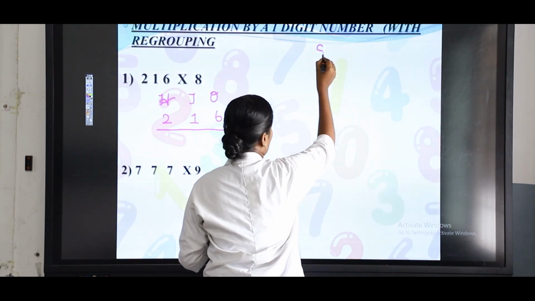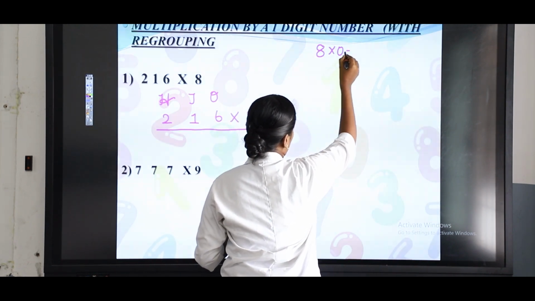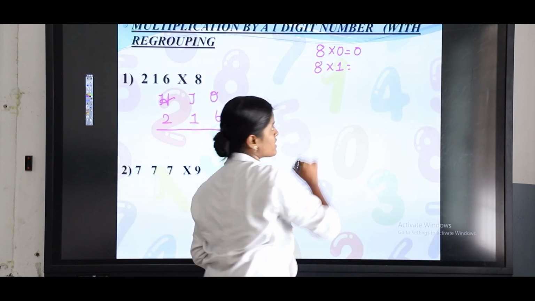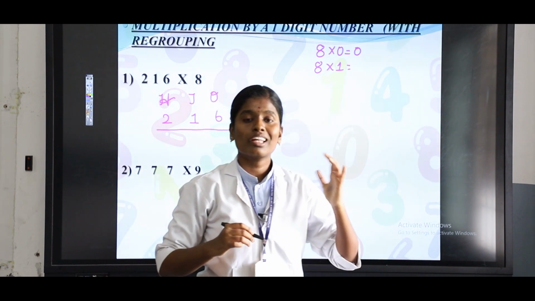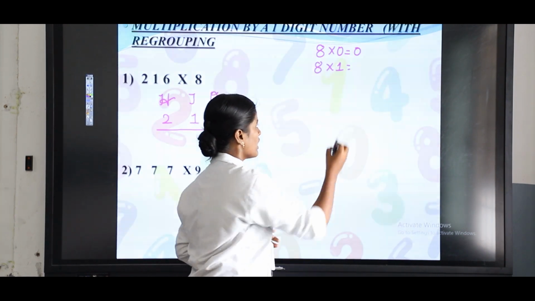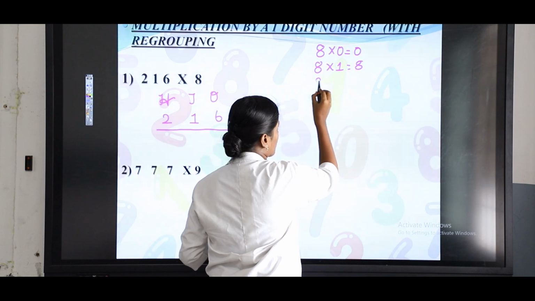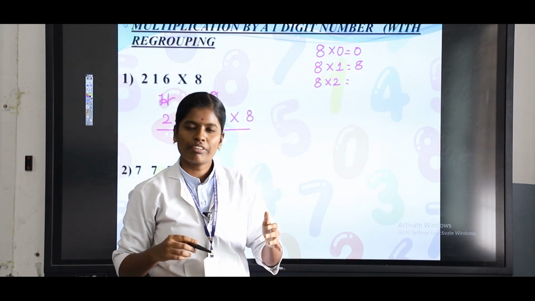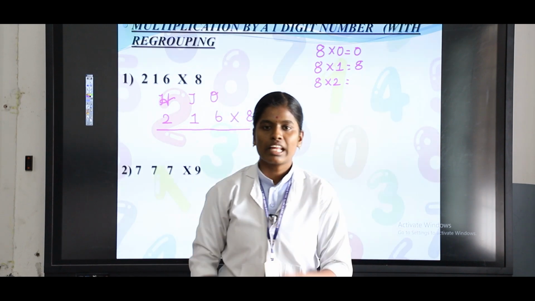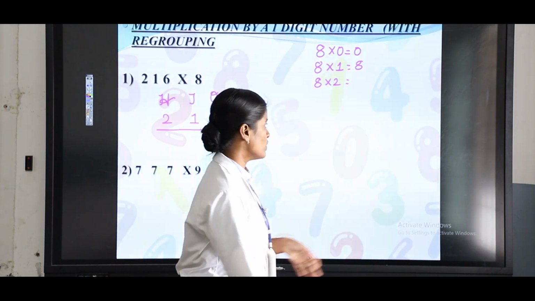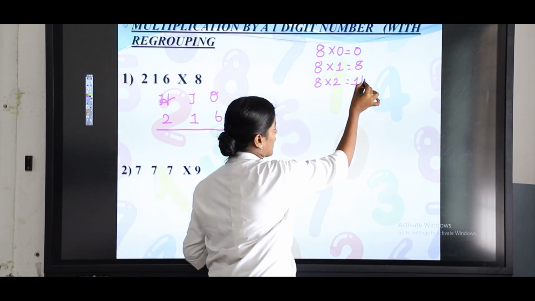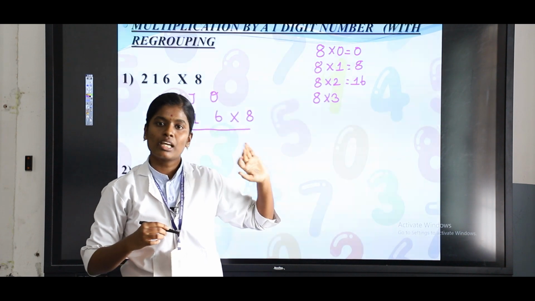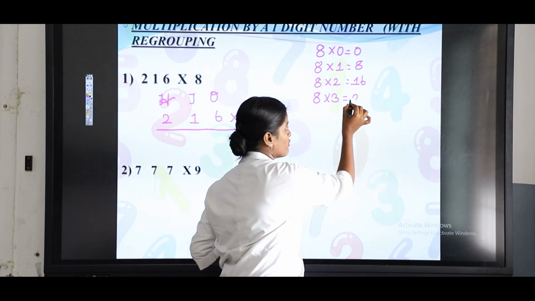First you should start: 8 zeros are 0. 8 ones are means 8 times of 1, or 1 times of 8. So the answer is 8. Next you will take 8 twos are. 8 times of 2 or 2 times of 8. So the answer is 16. Next you will take 8 threes are. 8 times of 3 or 3 times of 8. The answer is 24.